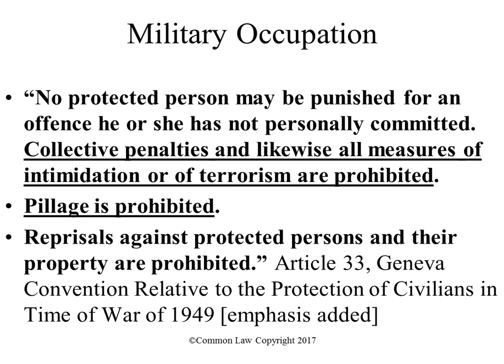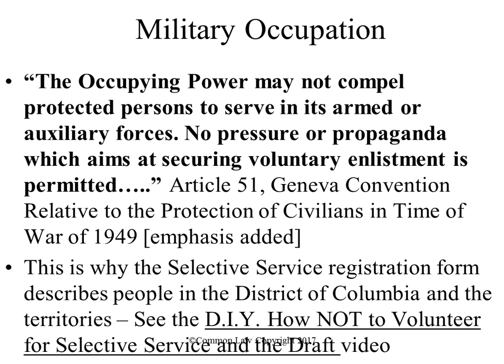And this is Article 33. You can see that the stuff in Article 27 is all put in statutes, actually. No protected person may be punished for an offense he or she has not personally committed. Collective penalties and likewise all measures of intimidation or of terrorism are prohibited. Well, this is grounds for civil litigation, because they're engaging in terrorism. Pillage is prohibited, and that's another grounds for civil litigation. Anytime they steal your property, that's pillage. Reprisals against protected persons and their property are prohibited. And so that's Article 33. So there's some grounds for civil litigation, depending on what happens in your particular case.